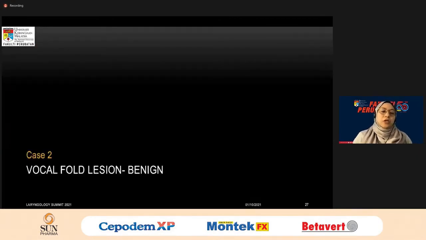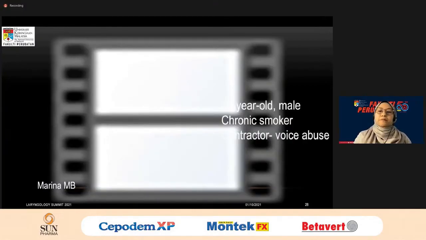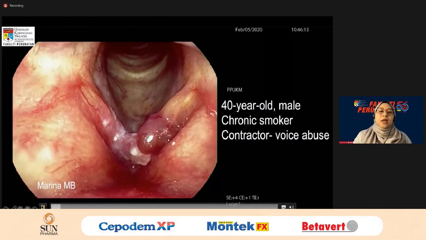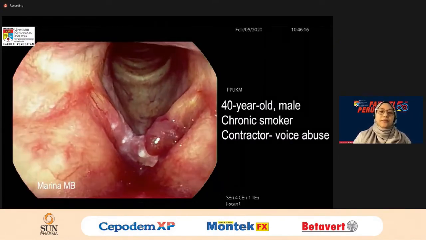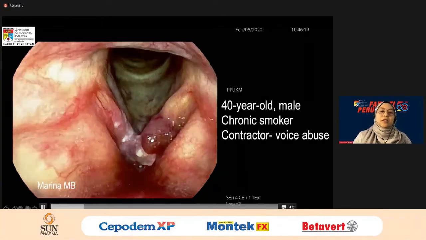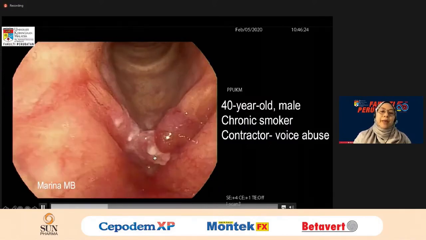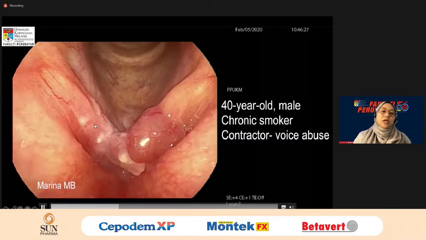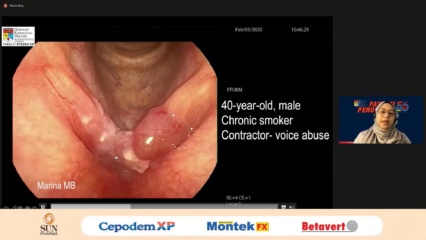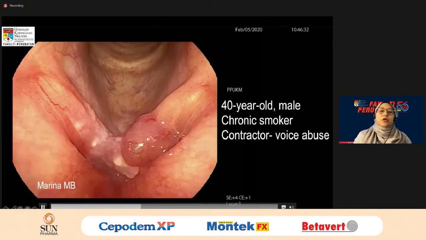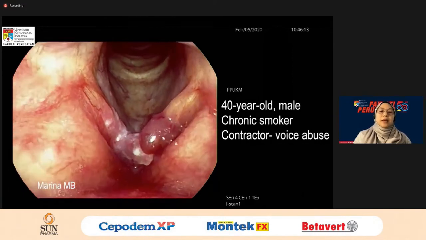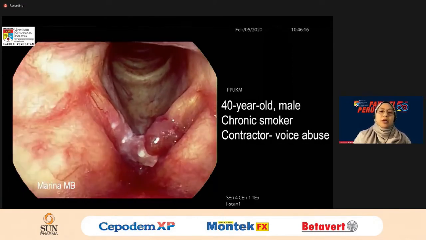The next case, a patient with a vocal fold lesion. How this technology helped us in diagnosing a benign lesion. There's a patient, a 40-year-old male who is a chronic smoker and uses his voice a lot. He's a contractor. And we see he has a mass on the left vocal fold with some probable hyperkeratosis, so there are white patches, and on the opposite vocal fold there is also some leukoplakia or whitish patch. So if we go back, we may think that this is malignancy, being a male and a chronic smoker.